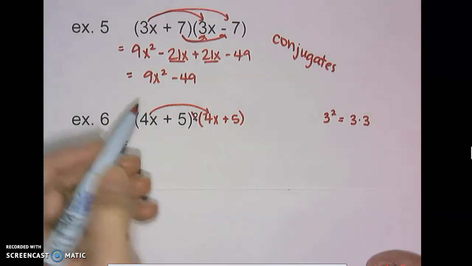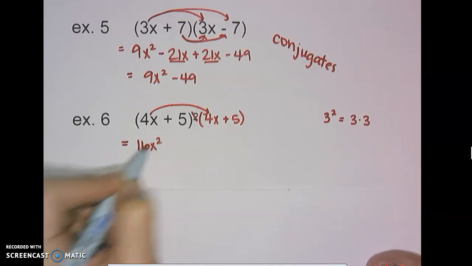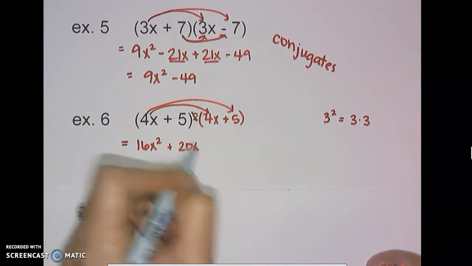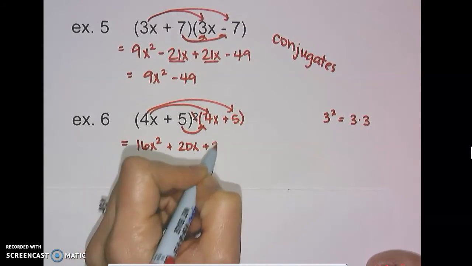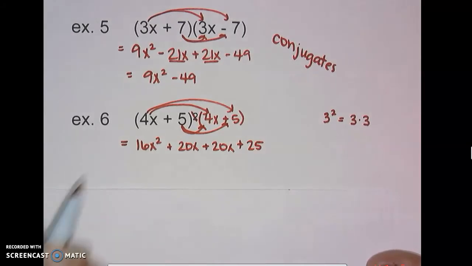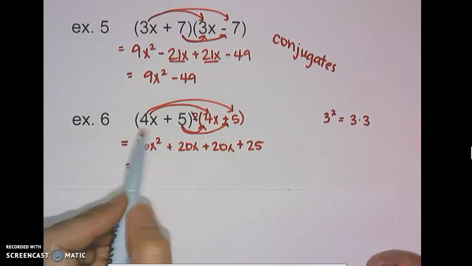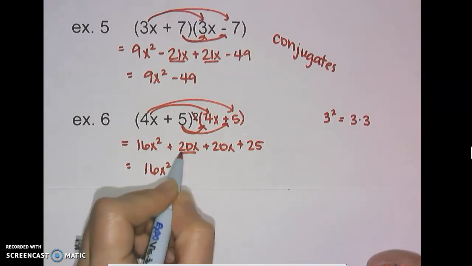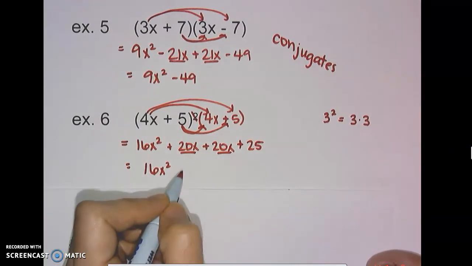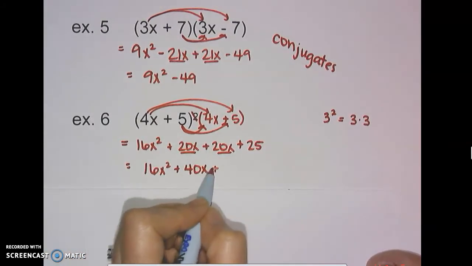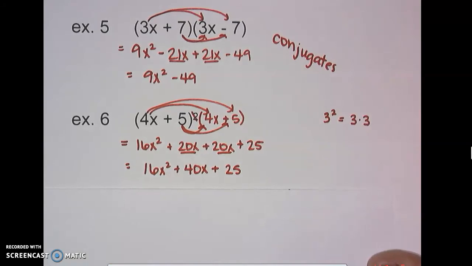So 4x times 4x then is 16x squared. 4x times 5 is 20x. 5 times 4x is 20x. And then 5 times 5 is a positive 25. So in this case, when we have a binomial squared, we have 16x squared. These middle terms are like terms, but unlike the conjugates, they add together. Okay, they're not going to go away here. And then we have plus 25. So there's our answer for this question.